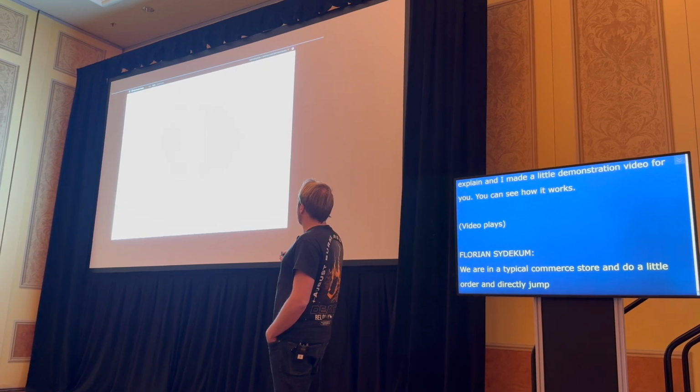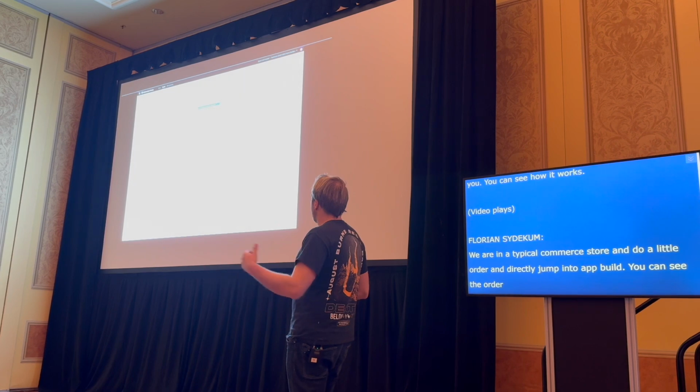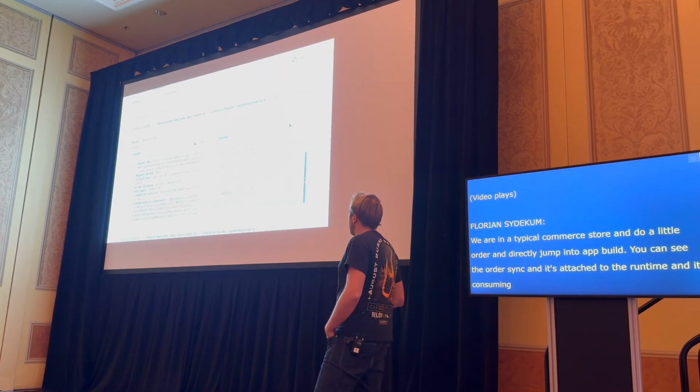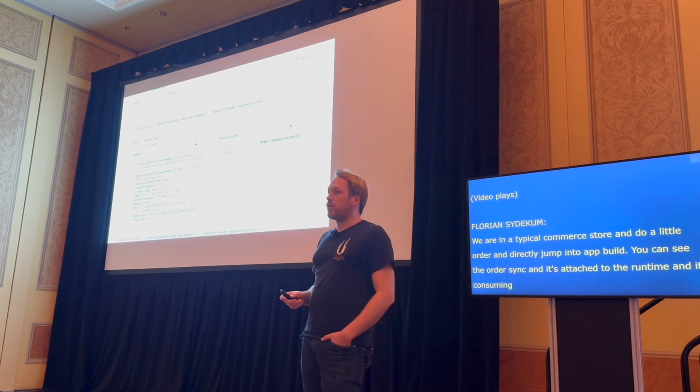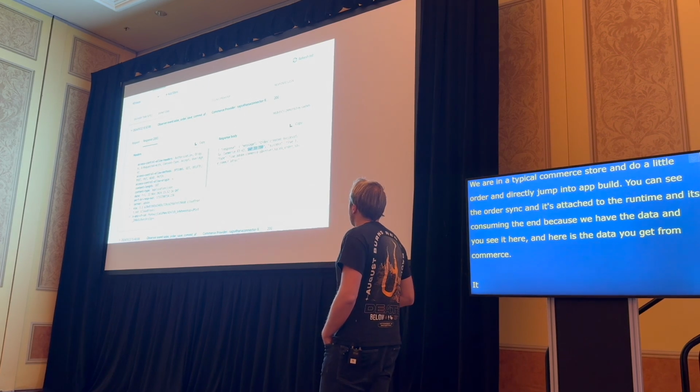And there we see that it's attached to a runtime, and this runtime is consuming the event because we got the order data, and you see it here in a journal, and here's the JSON data which you get from Commerce. So it's highly flexible. Whatever data we want there we can consume. We process it and export it to SAP, and we get directly an ID back.